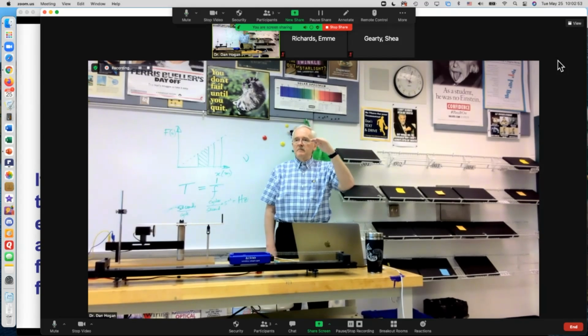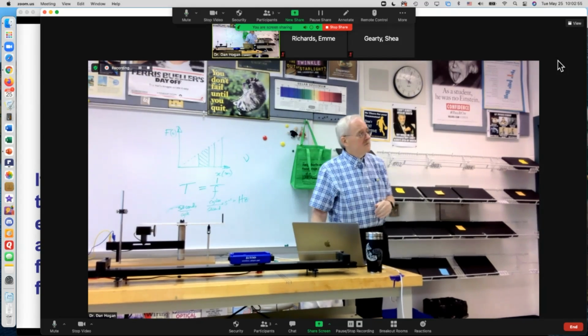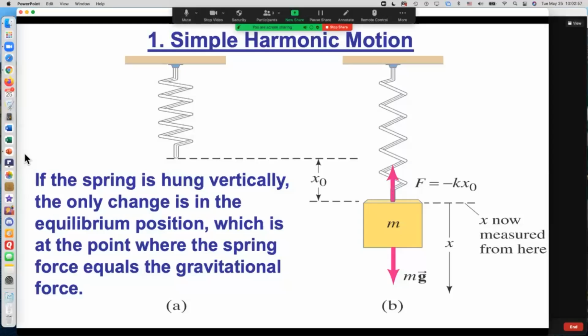All right. So in this case, what's happened is the force of gravity has pulled down the mass, and there's a new equilibrium position.